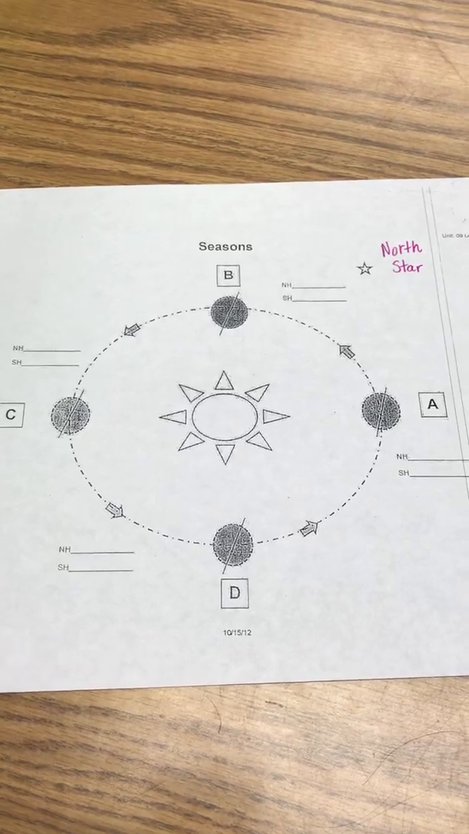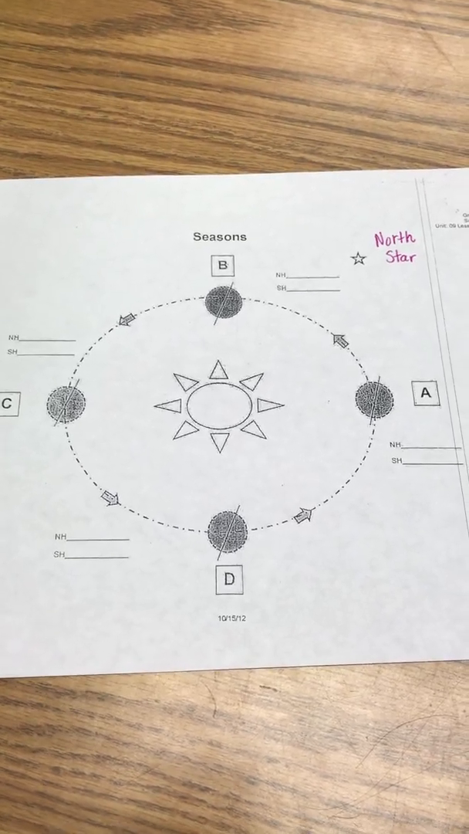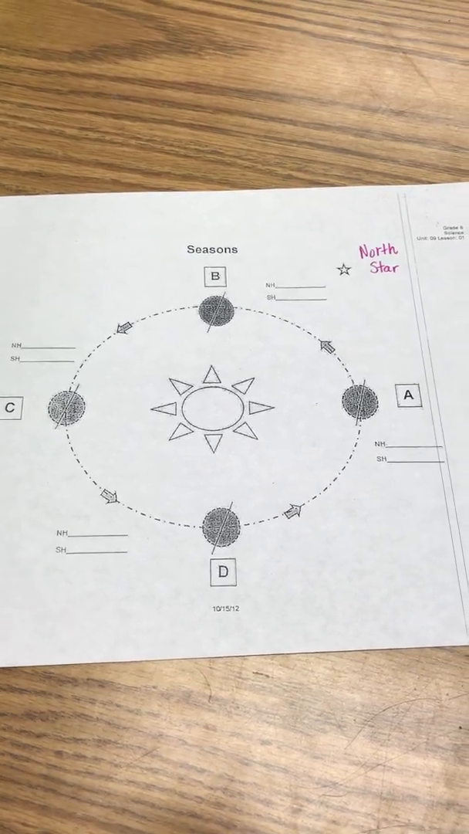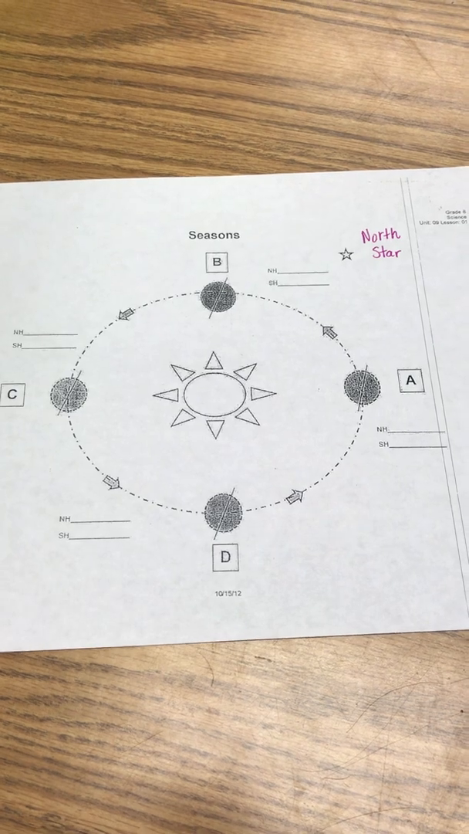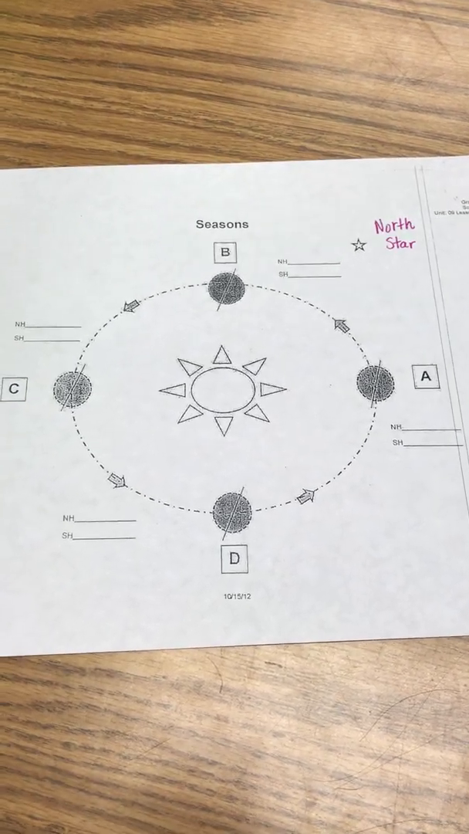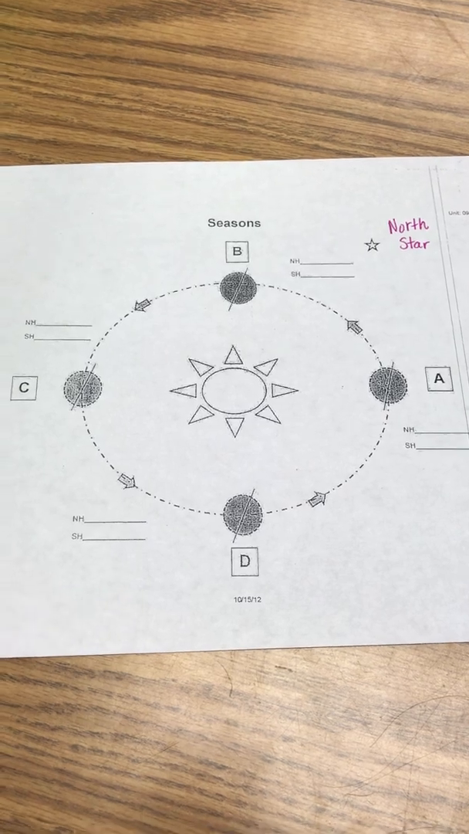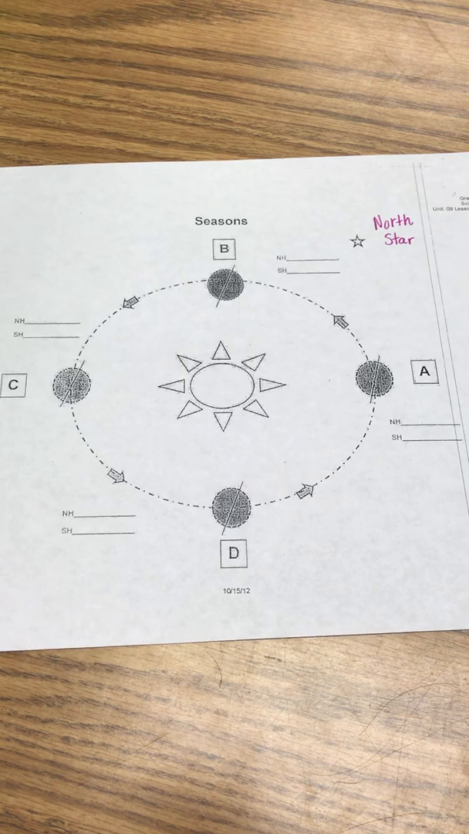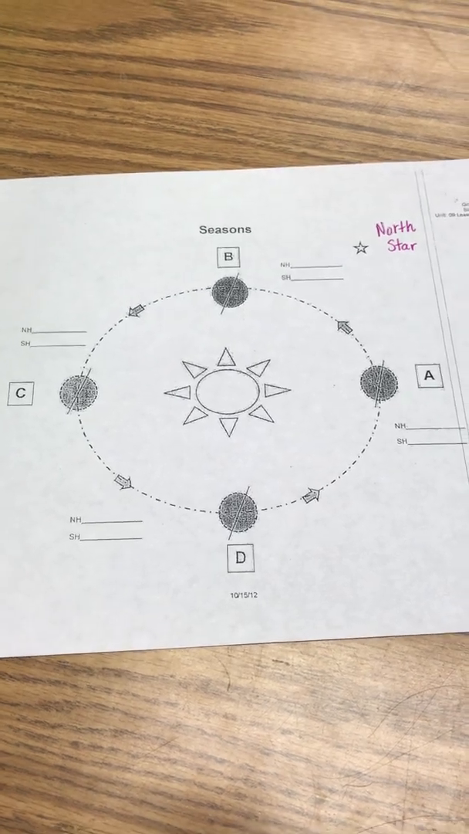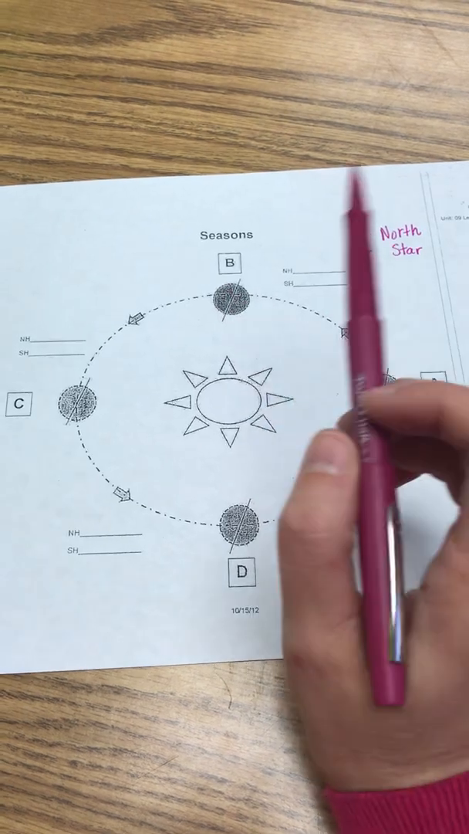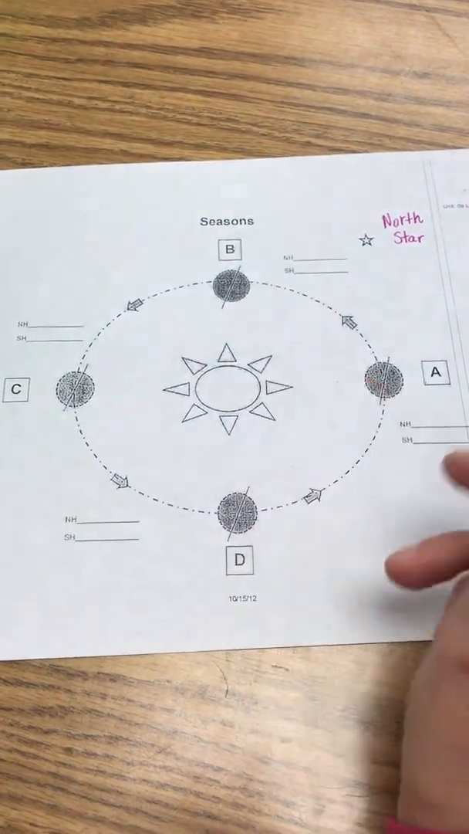Today we're going to learn how to label seasons on a two-dimensional diagram. On a test or an assessment or on a worksheet, you would get a question somewhat like this: at position B, what season is it in the northern hemisphere? And you would have to know which season is represented at position B for the northern hemisphere.